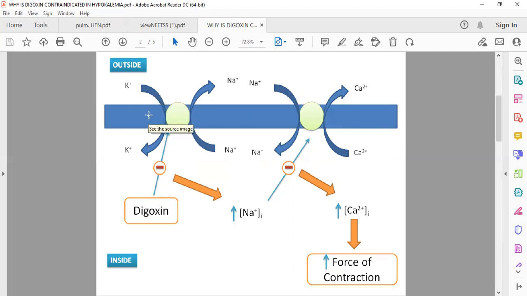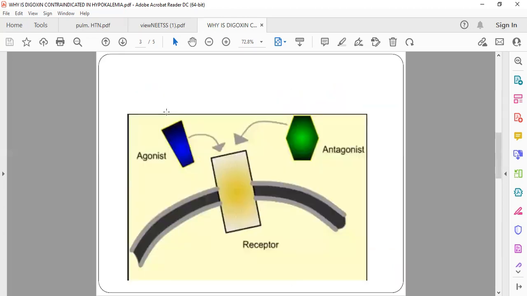But now the question arises that there is a theory that hypokalemia is a contraindication for digoxin. So in a hypokalemia patient, digoxin should not be given. So although digoxin causes hyperkalemia, it is contraindicated in hypokalemia. So why is that? We'll explain it now. The digoxin and the potassium bind at the same site on the sodium potassium ATPase channel. So actually there is a competitive antagonism.